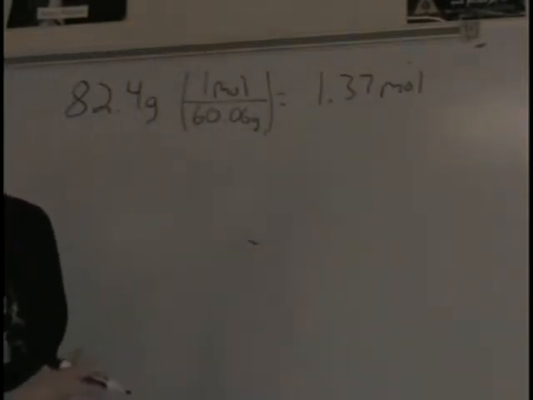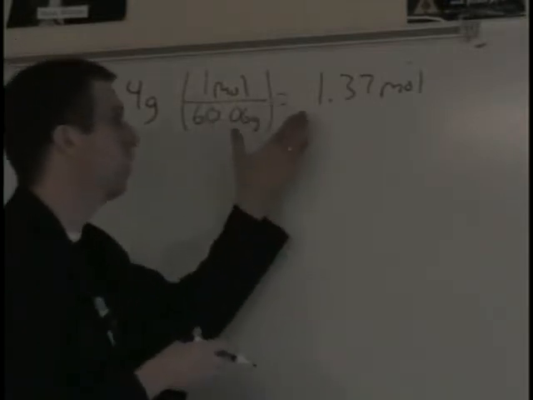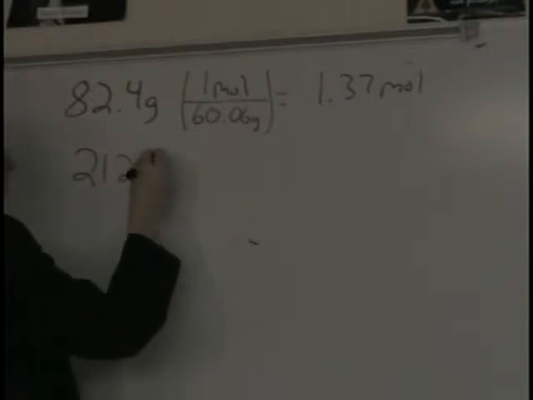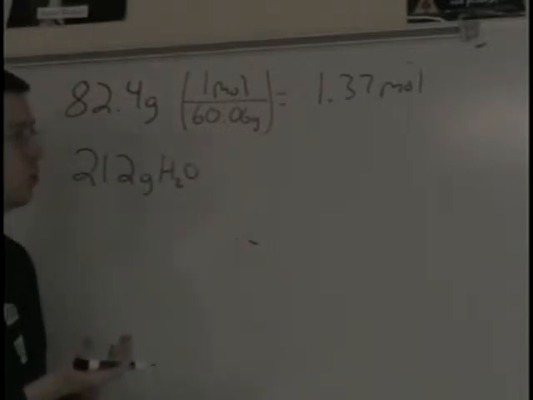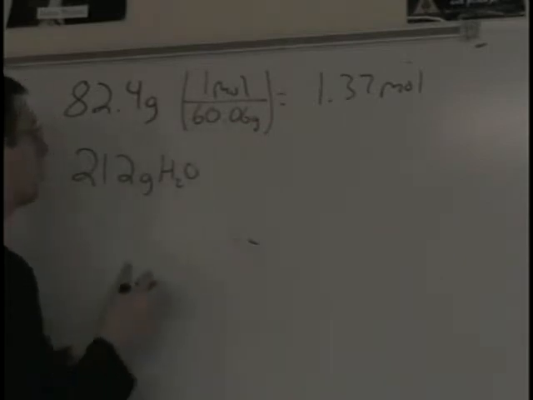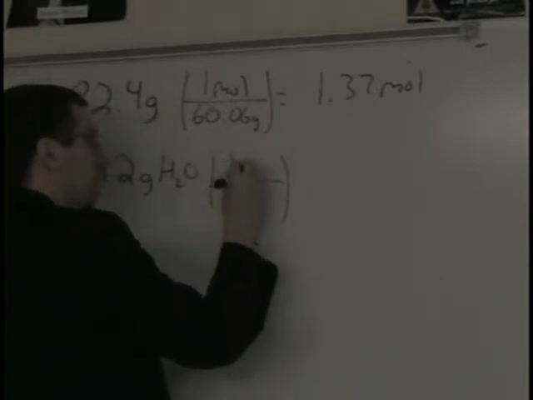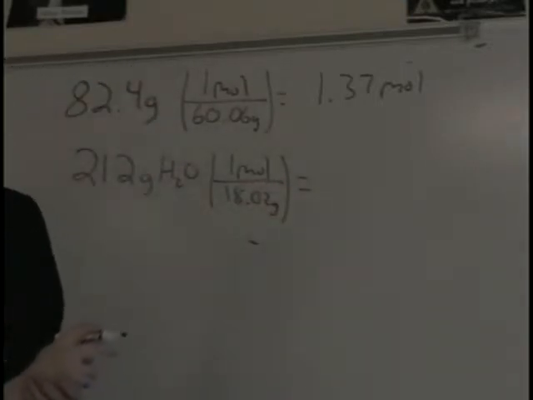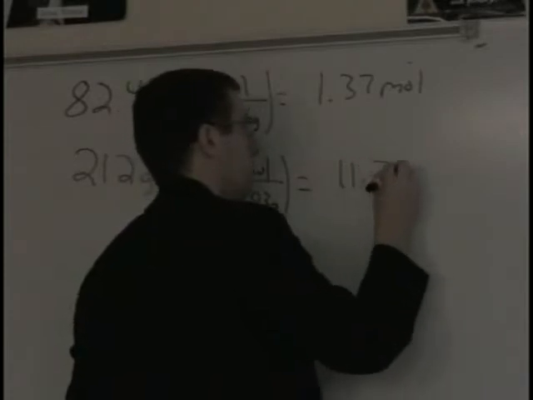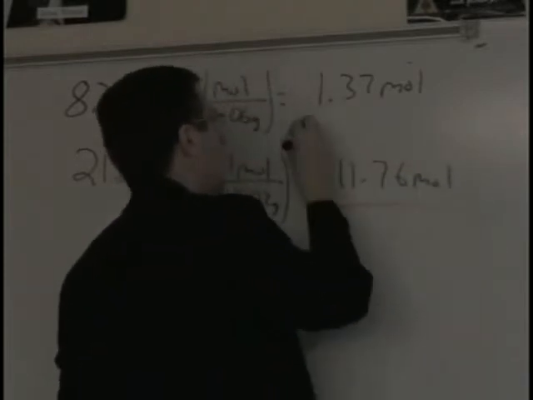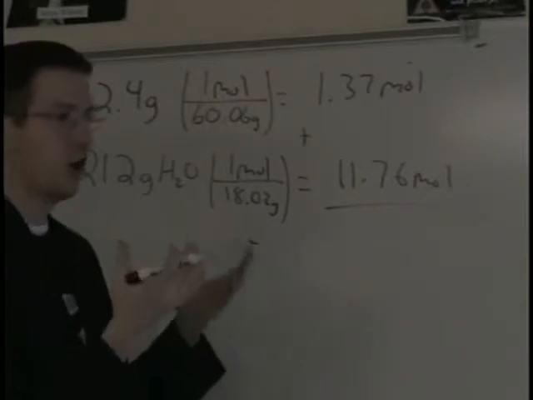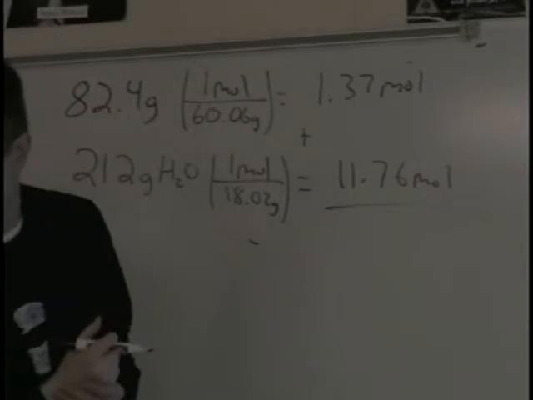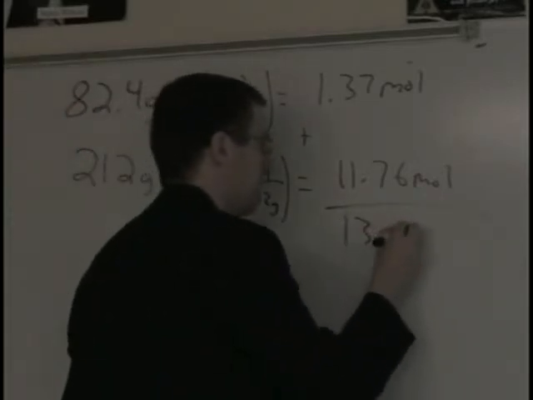Mole fraction, though, requires that we not only know the moles of solute, but the moles of solvent as well. If you recall, water's density is 1. So the problem says 212 milliliters of water. I can call it 212 grams of water just the same. The conversion here is 1 mole over 18.02 grams. That will give me moles of water, 11.76 moles. I'm going to add up my two numbers of moles to get my total number of moles. Mole fraction is the part divided by the total, so I need the total number, which in this case is 13.13 moles.